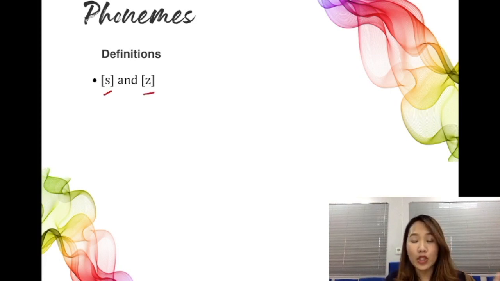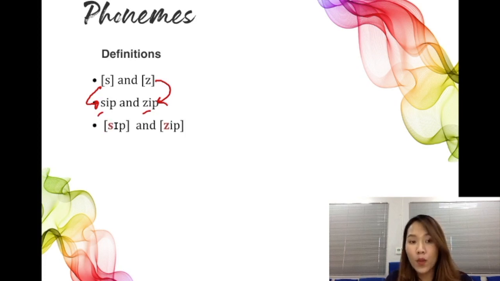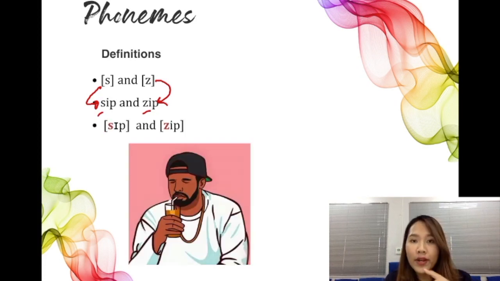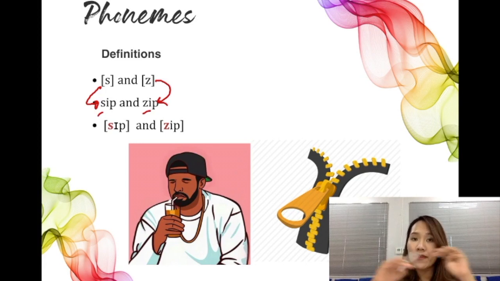Why? Because we can use them to coin these 2 words, sip and zip. So the words sip and zip come from different phonemes. Sip comes from the phoneme s and zip comes from the phoneme z. Since they come from 2 different phonemes, we have 2 different meanings. The word sip means to drink water and zip means the thing that we use on our clothes. Since the different sound results in a different meaning, we classify them into different phonemes.